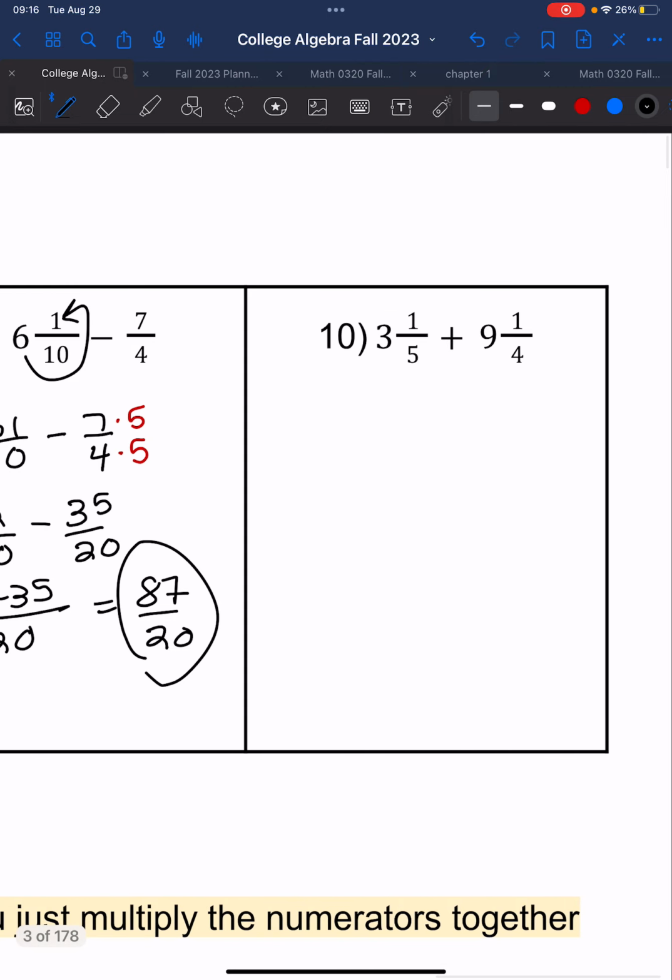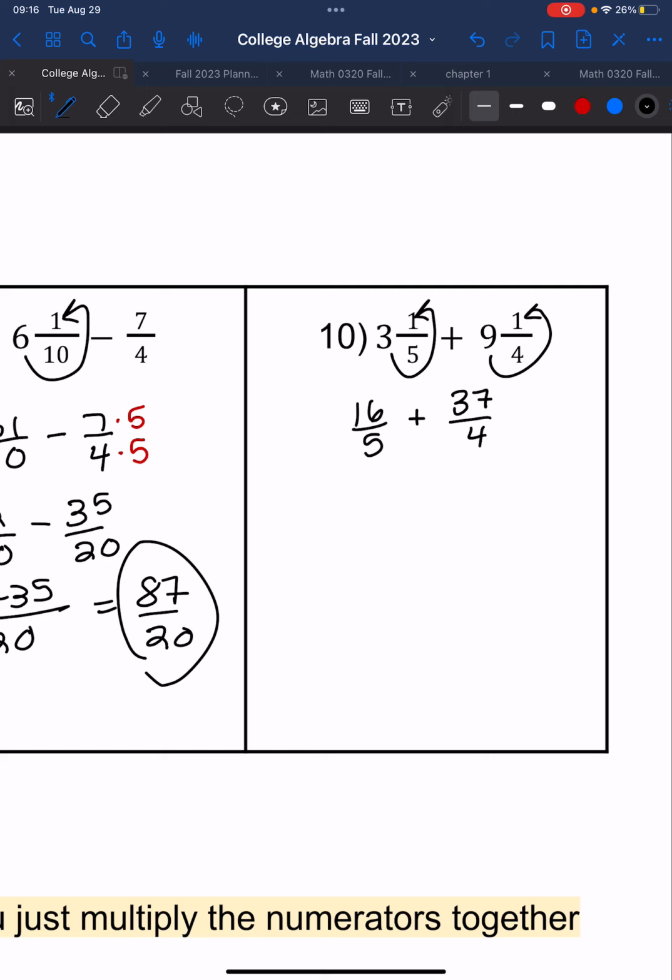Now let's look at number 10. Again, turning these into improper fractions first. So I have 16 over 5 plus 37 over 4.